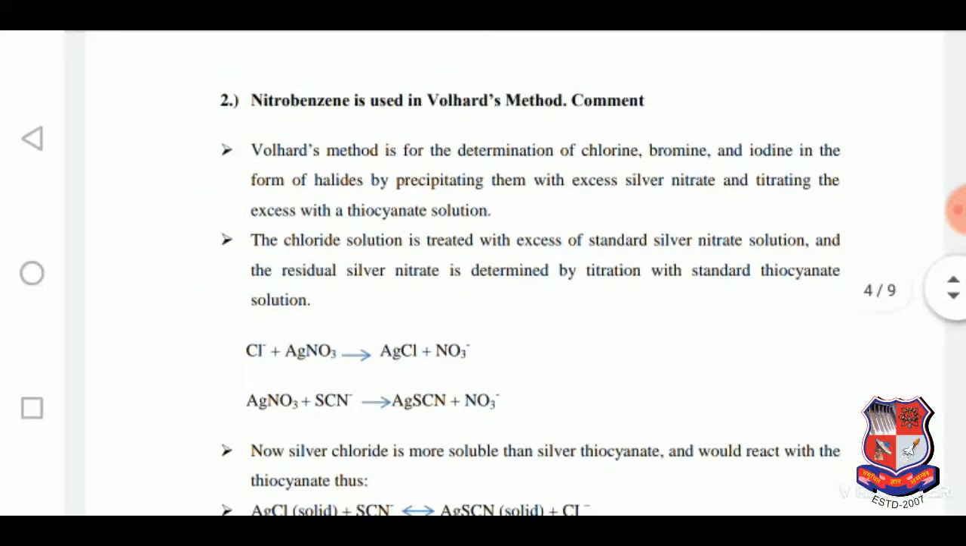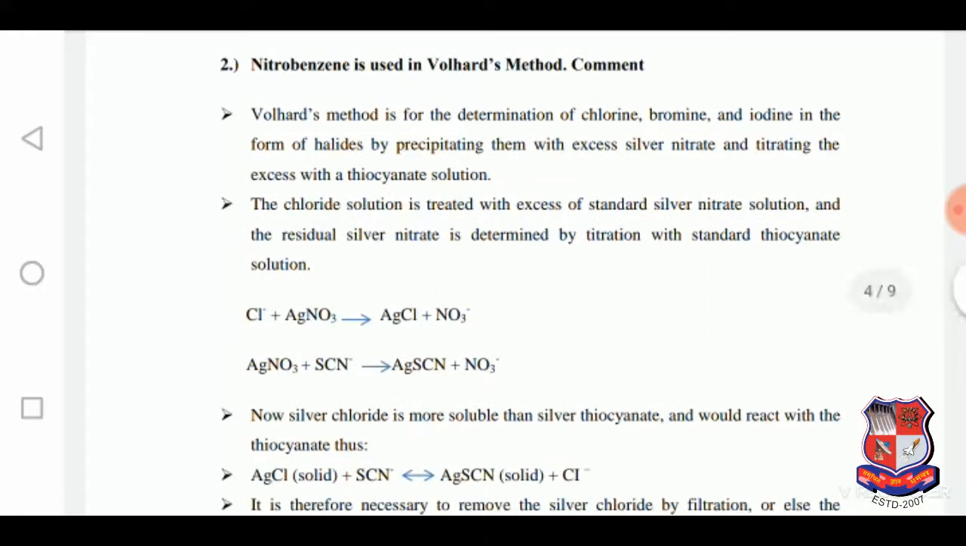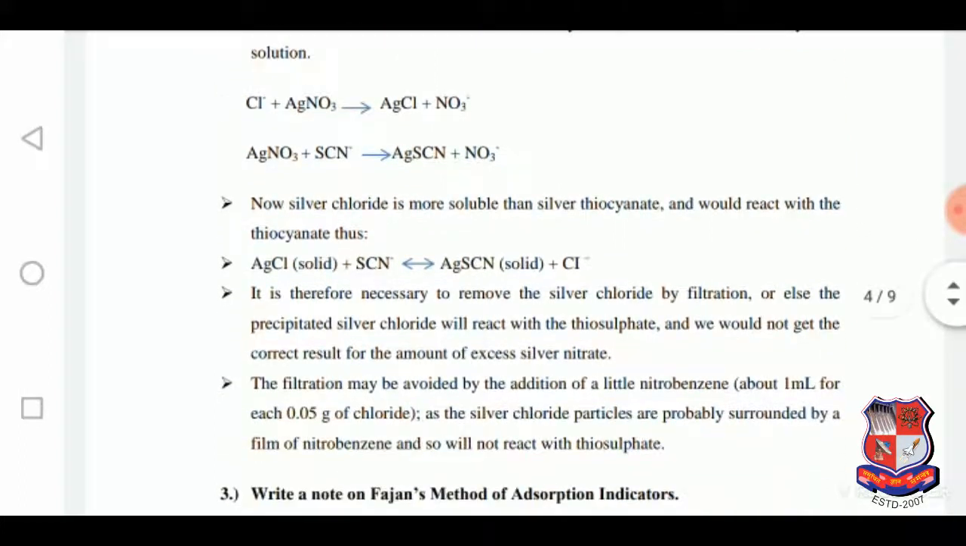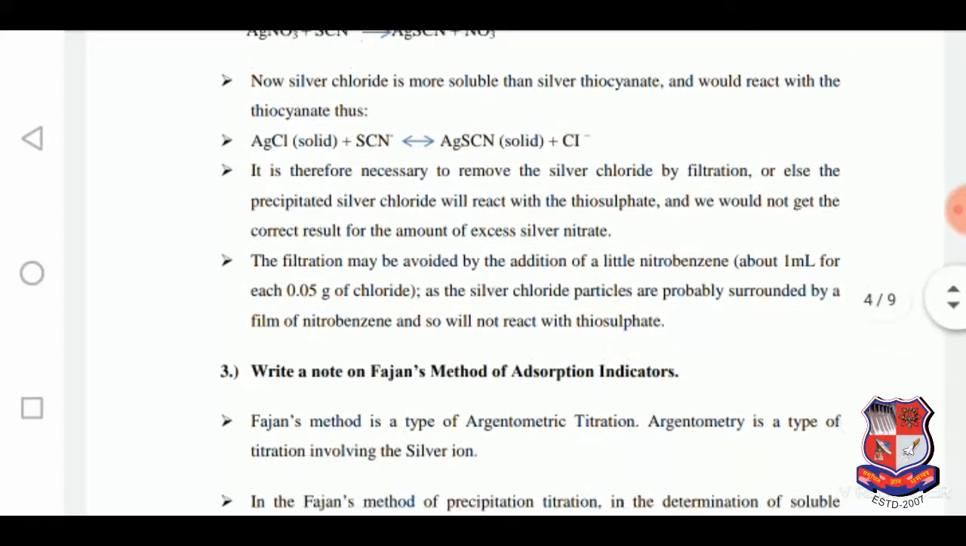The next question: why is nitrobenzene added in the Volhard method? This is a common question asked in the GATE examination. The answer: Volhard's method is the determination of chloride, bromide, and iodide in the form of halides by precipitating them with excess silver nitrate and titrating with thiocyanate ion solution. So the chloride solution is treated with excess standard silver nitrate solution, and the residual silver nitrate is determined by titration with the thiocyanate solution. This is the explanation of how the different reactions take place.